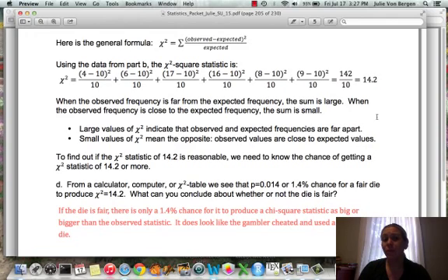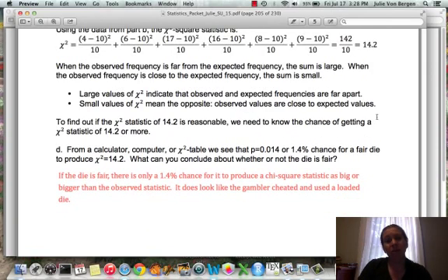So when the observed frequency is far from the expected frequency, the sum is large. When the observed frequency is close to the expected frequency, the opposite is going to happen, and you're going to have a small sum. So to summarize, large chi-squared values indicate that the observed and expected frequencies are far apart, and small values of chi-squared mean the opposite. The observed values are close to the expected values.